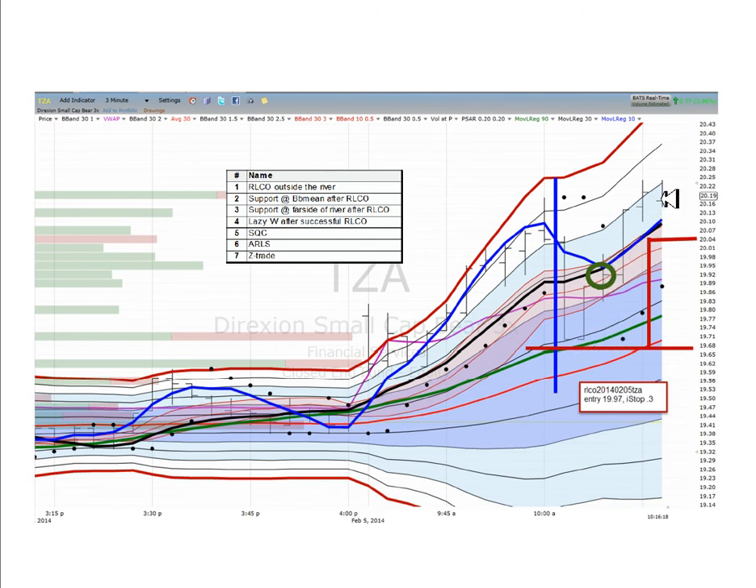9 minutes later, it's up at 20.22, so I'm a little over half an hour in hand, so I go ahead and move to no lose and lock in 20.04. I see this one as support above the Bollinger Band mean after an SQC or an RLCO. So I see this one as a pattern number 2 kind of an entry.